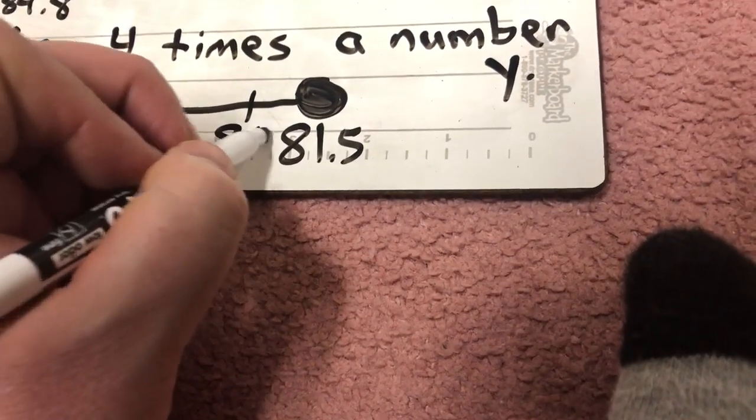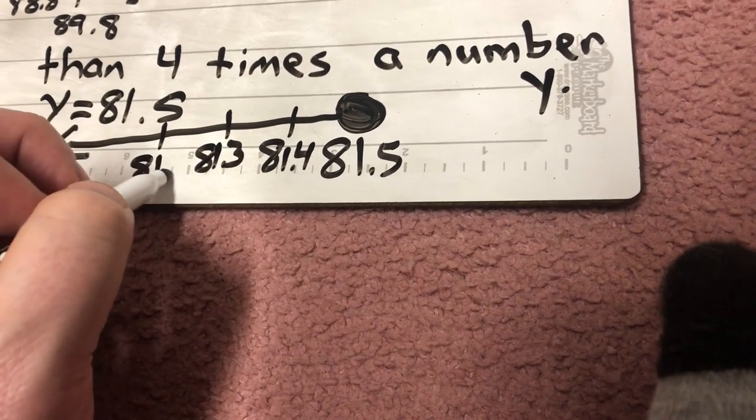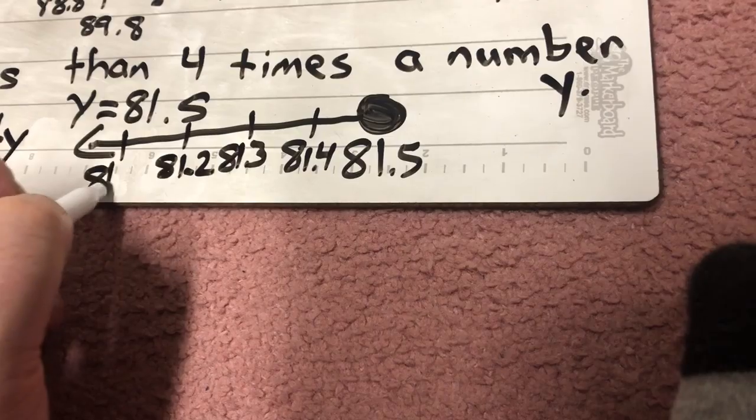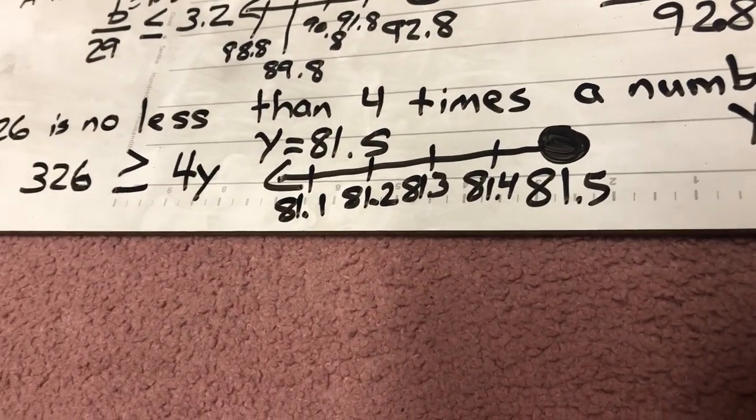And this time let's just go ahead: 81.4, 81.3, 81.2, 81.1. And that is graphing inequalities.